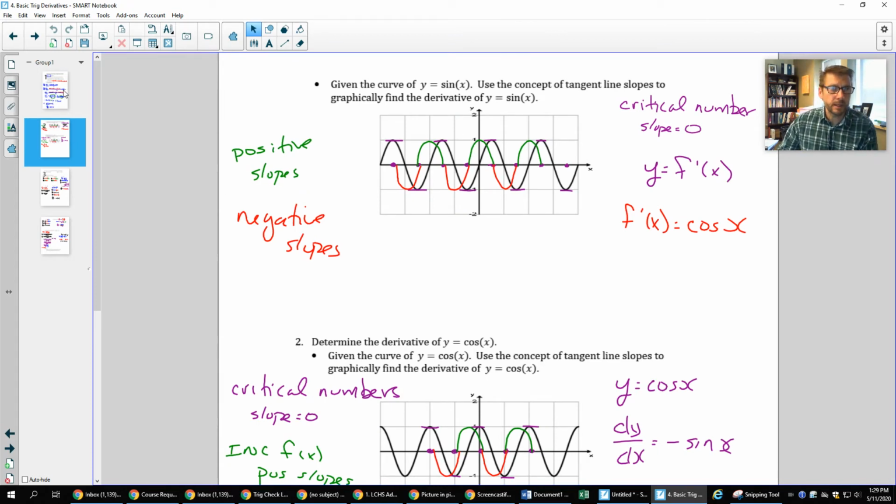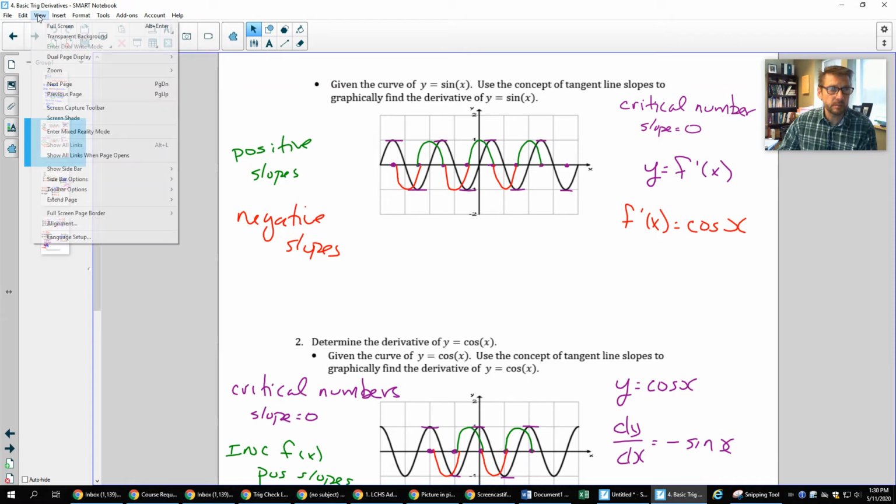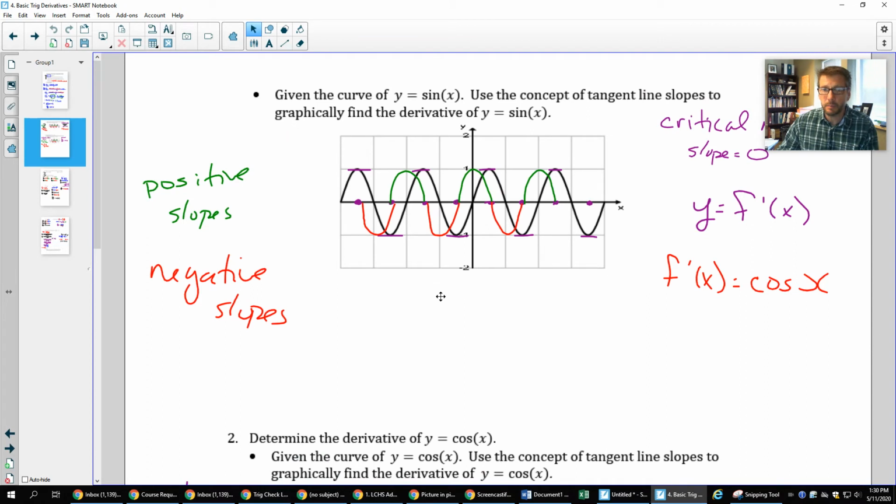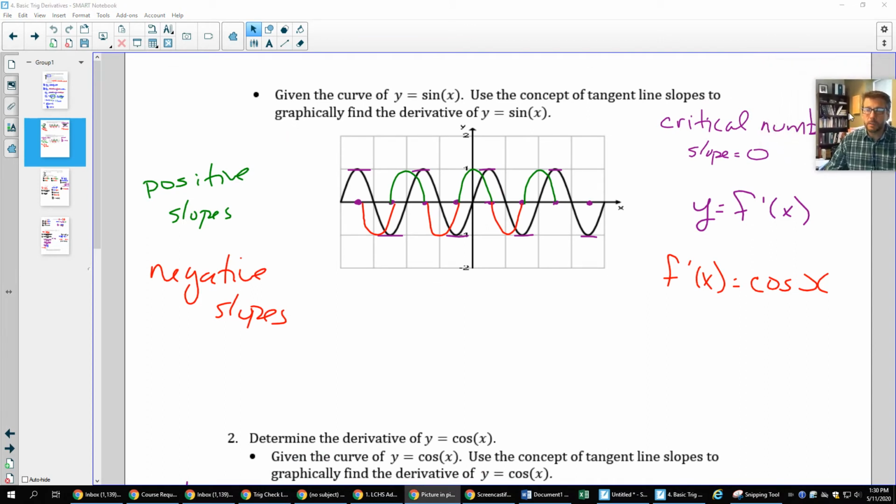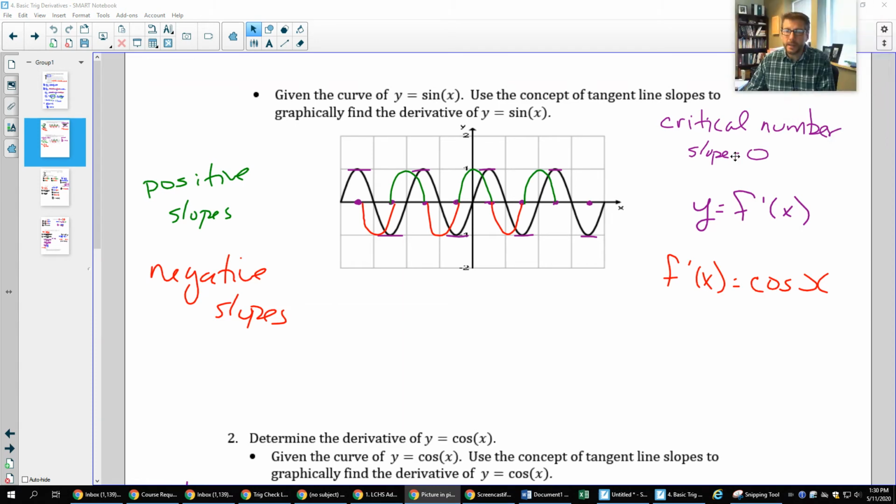Maybe I'll make my screen a little bit bigger here, and that might help us see what's going on. We're talking about critical numbers, and critical numbers are where the slope equals 0. I have a bunch of slope equals 0 at the top of my curve and a bunch of slope equals 0 at the bottom of my curve. Every place I have a slope of 0, right below there, I put a slope of 0 point as well.